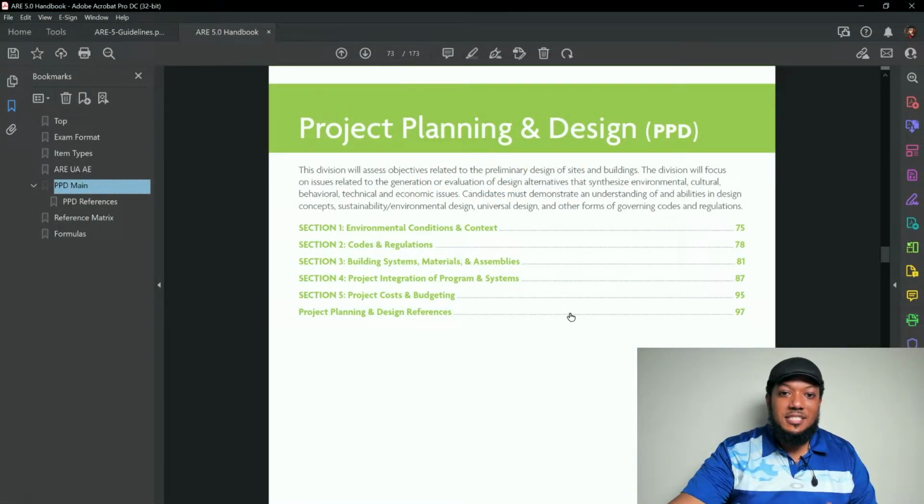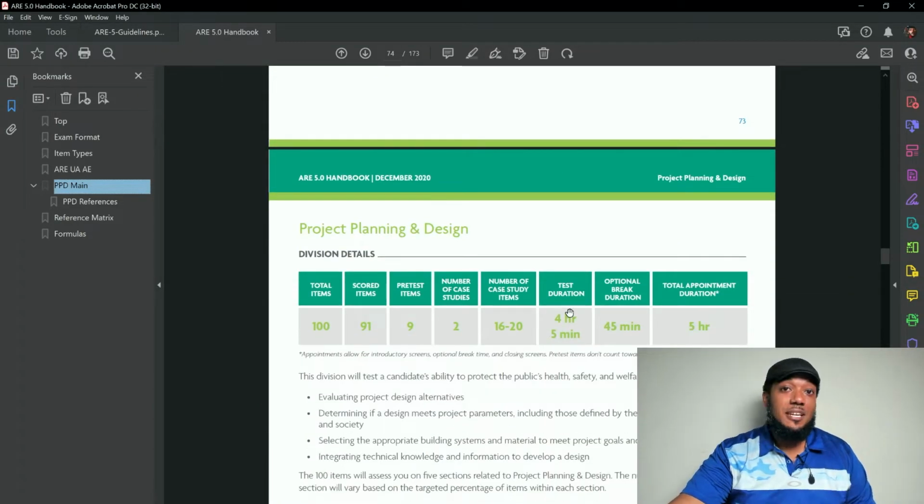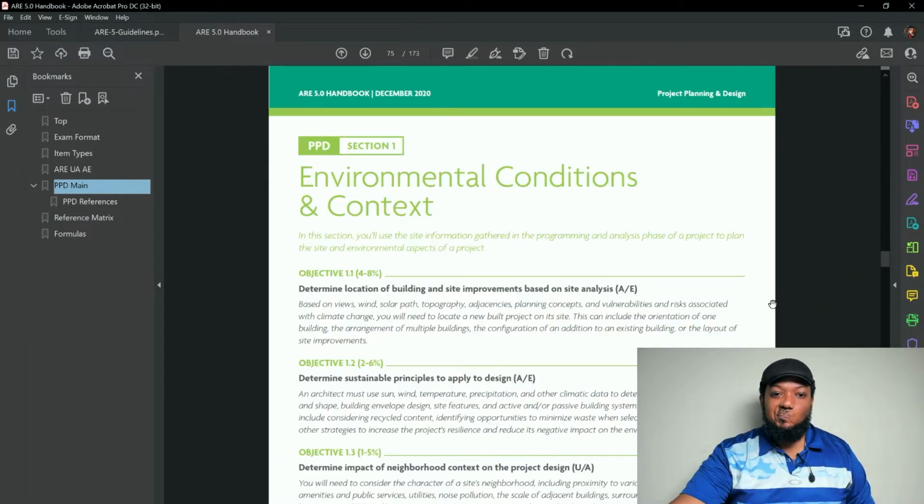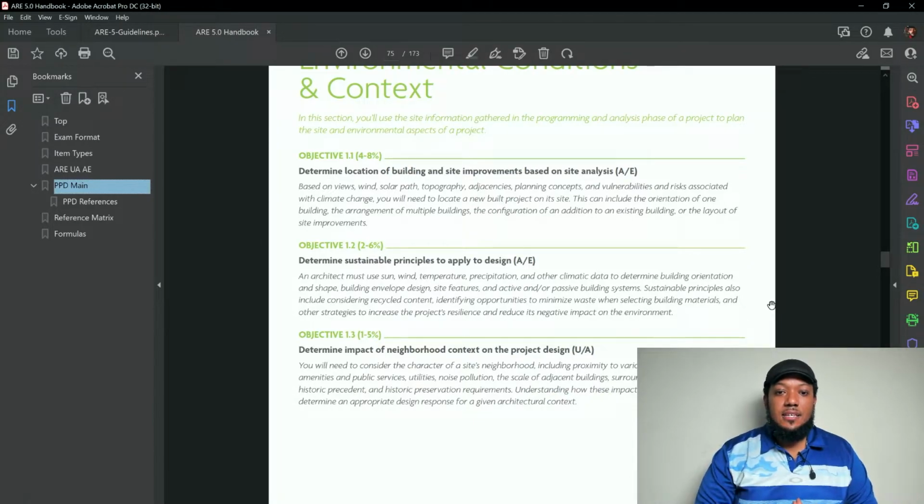And I'm going to go through again. Let's break these down so we can get some understanding of each one by what type of questions you're going to see. Let's start by looking at the environmental conditions in context. Again, that's talking about programming analysis, so you're dealing with a site. This is looking at sustainable principles, which is the reason why there are a lot of resources talking about that area. But you're talking about where the building is located and how it is going to be structured.